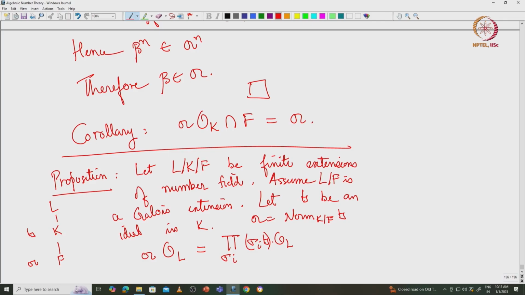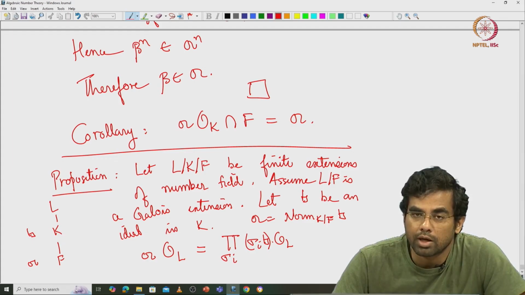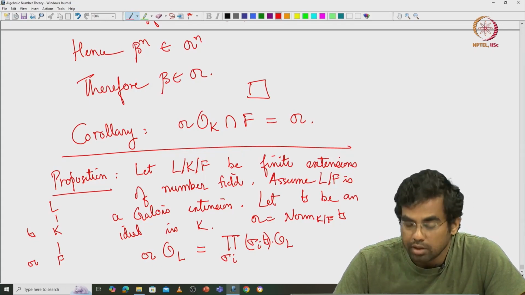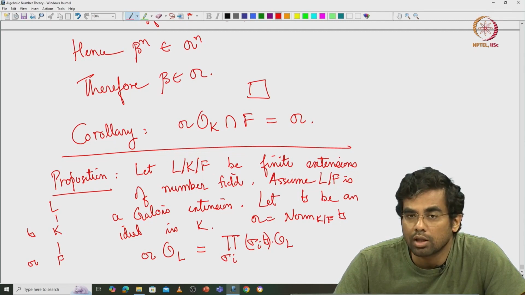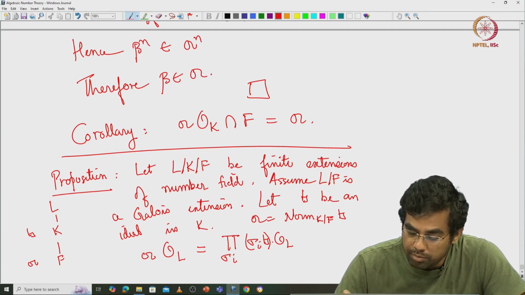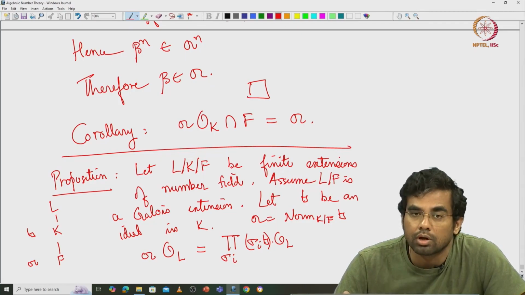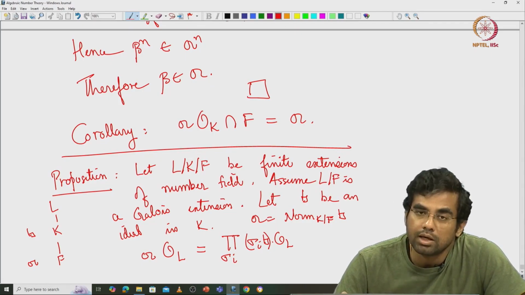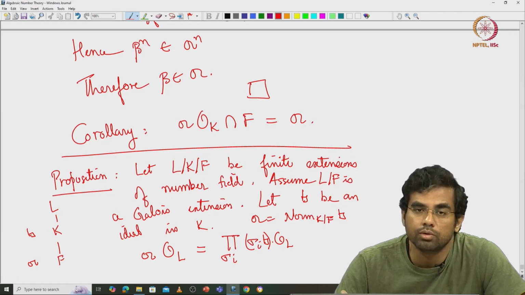Let me tell you the motivation for proving this proposition. We define the norm of an element in terms of the product of embeddings into an algebraic closure. So this proposition is going to help us prove the same thing for ideals.